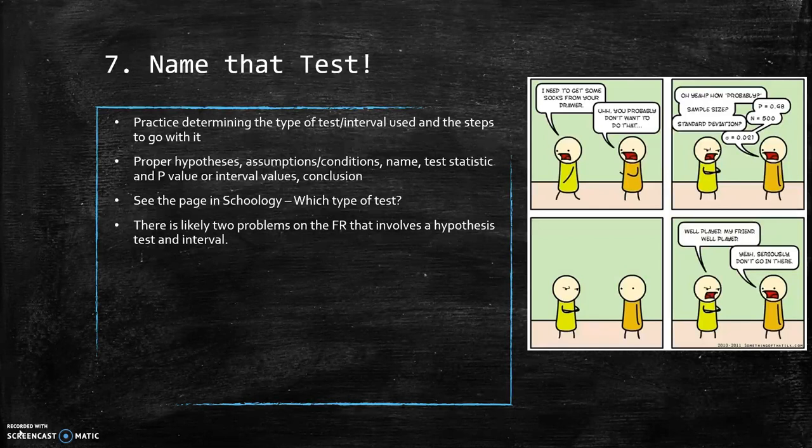And then from there, review the steps on how to complete that test or interval. Since they are similar, you may not have to study every part, but you do want to go over the differences between those steps. So again, there's likely 2 problems on the free response that involves a hypothesis test and an interval.